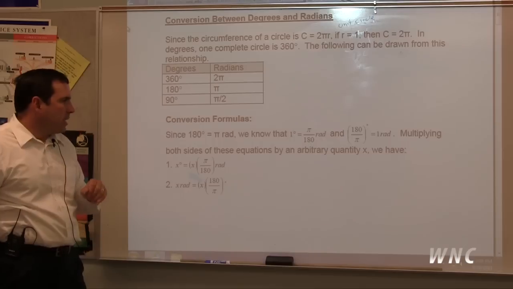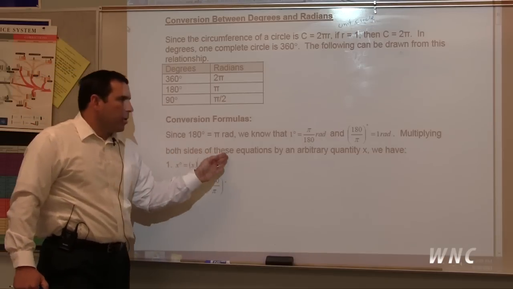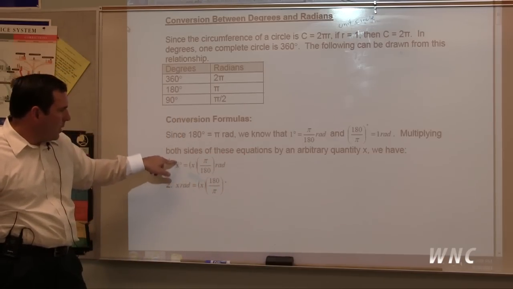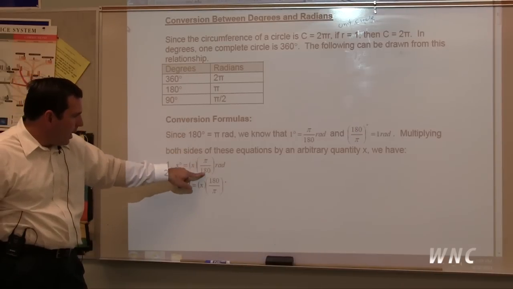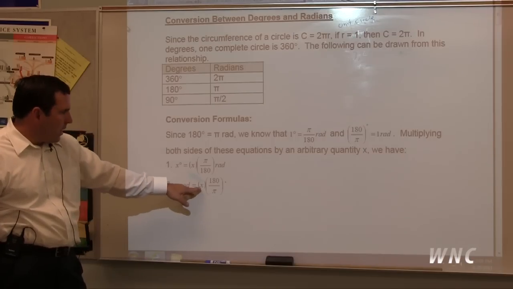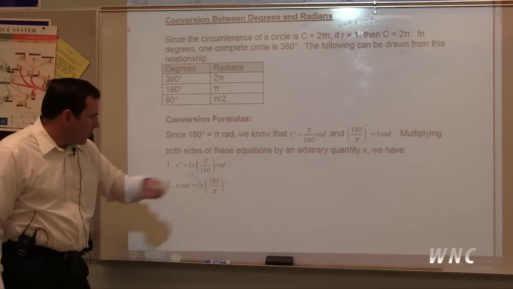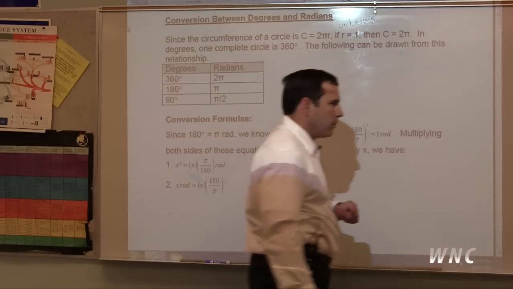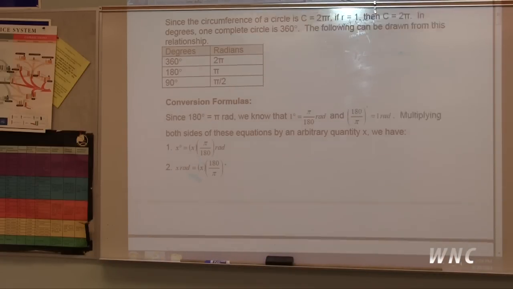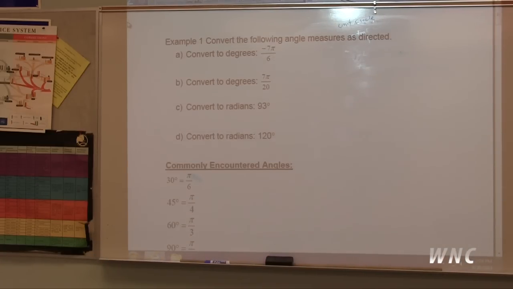So multiplying both sides of these equations by an arbitrary quantity x, we have x degrees would be x times pi over 180. That gives us radians. If we have x in radians, we do x times 180 over pi, and that gives us degrees. So let's do some problems here.